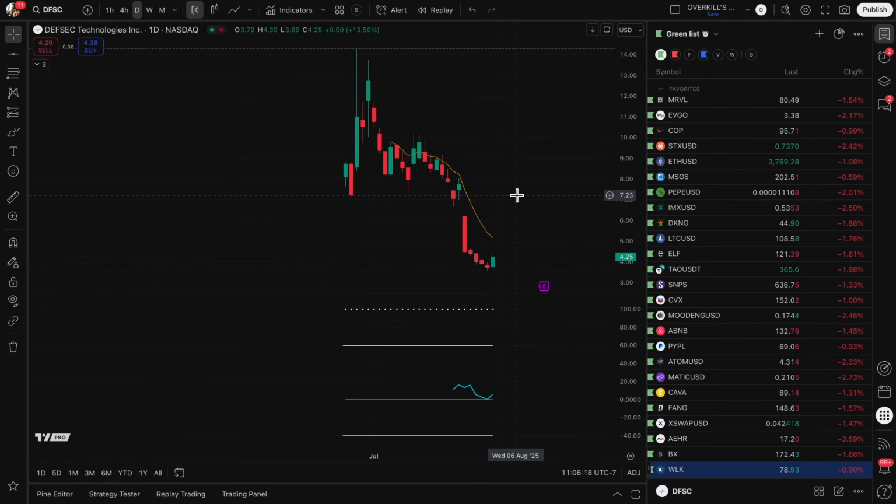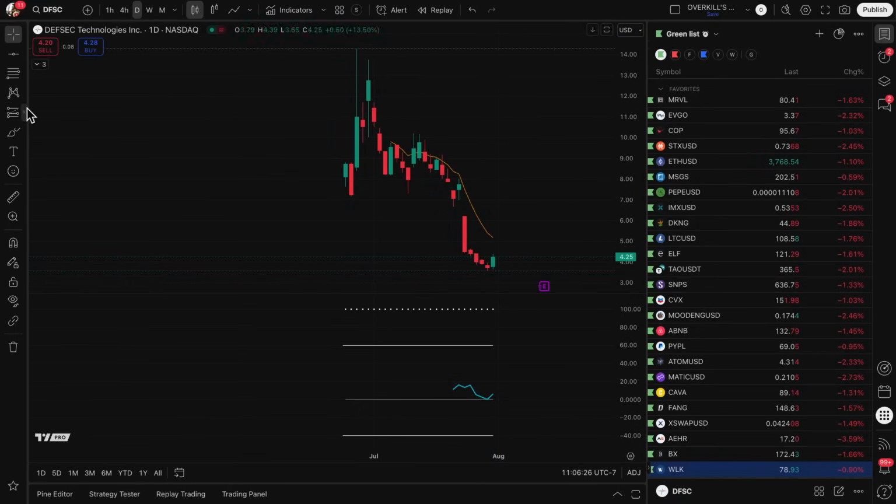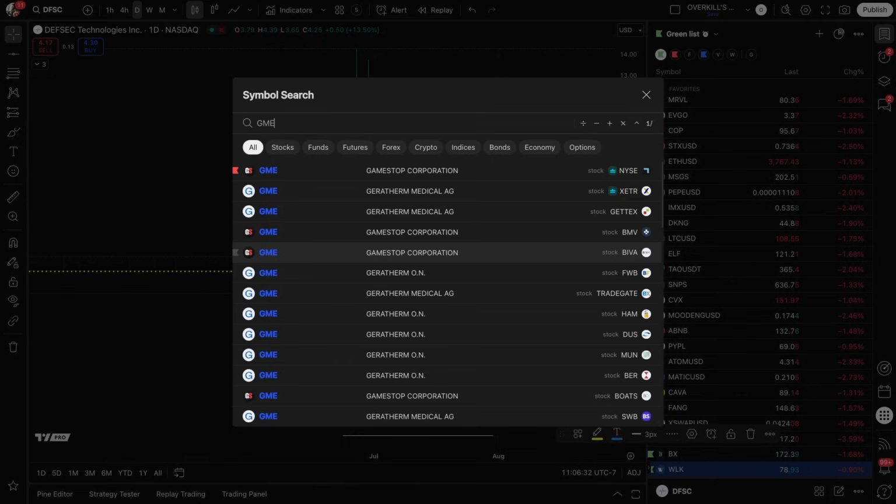Trump has talked about firing Powell and stuff. So here's DFSC, very new project here, penny stock. If you're going to play this one, again, I don't have any data on my indicator, so make sure it holds 350.